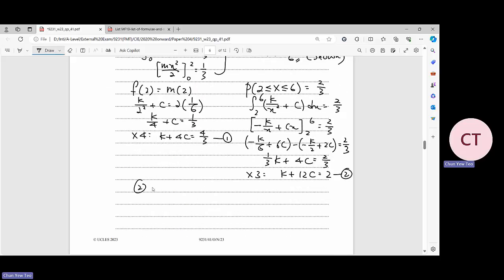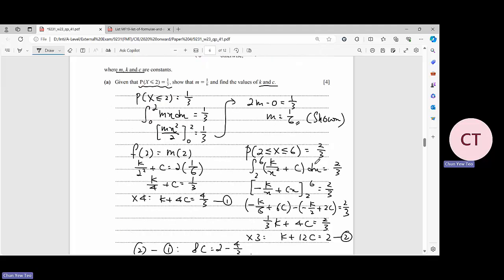Now I take the second equation minus the first equation. I have 8c is equal to 2 minus 4/3. Then my c is 2/3 over 8, which is 2/24. 2/24 is 1/12. That is my c. And from equation 1, k is equal to 4/3 minus 4c. So you will get this as 1. K is 1. So done. That will be the answer for k and c for part A.